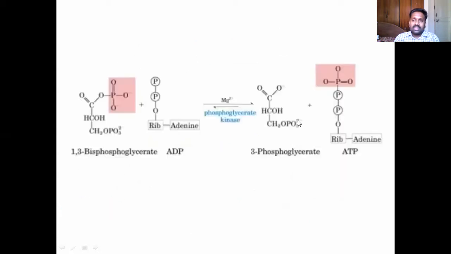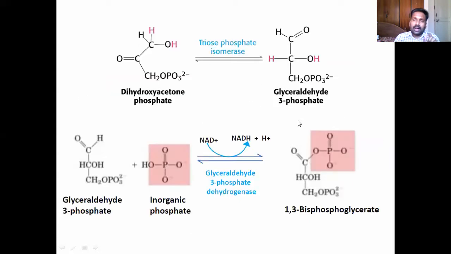Now, what is the output of this reaction? The output is two things. One is 1,3-diphosphoglycerate. The other is NADH. Please remember NADH. And why the production of NADH here is important, I'll tell you at the end of glycolysis. But at least I will give you a hint here: please try to link this NADH to your oxidative phosphorylation.